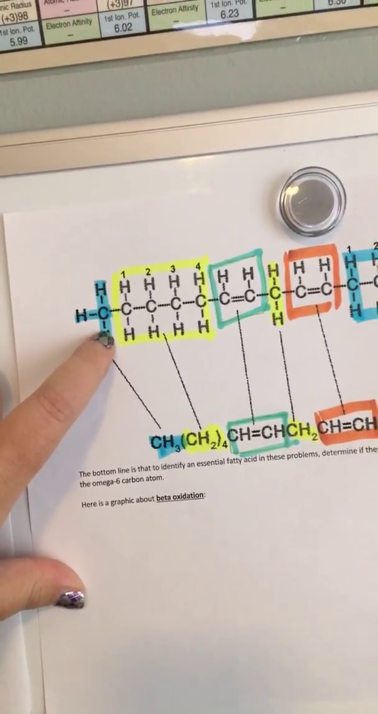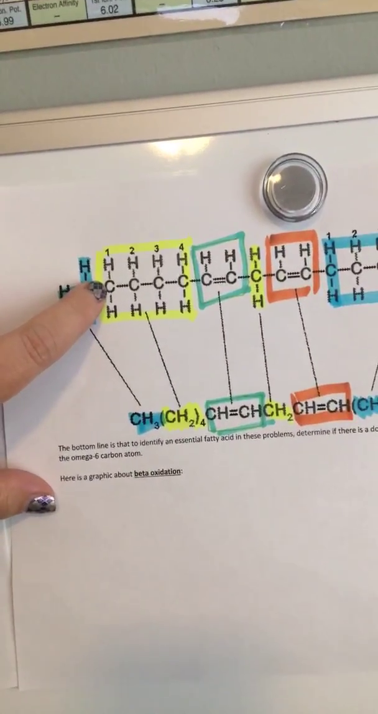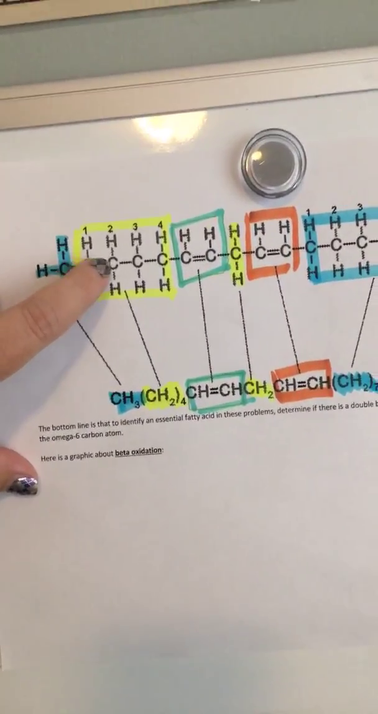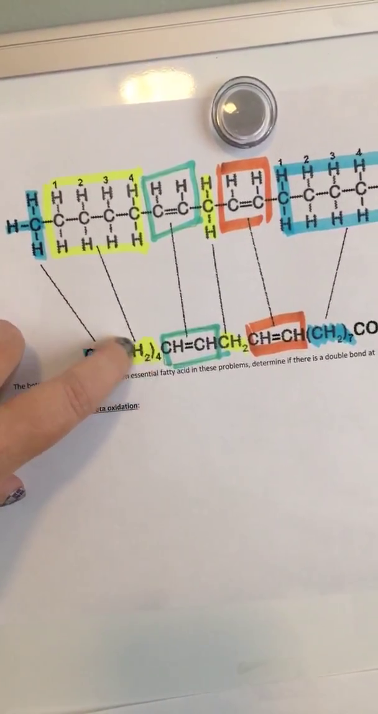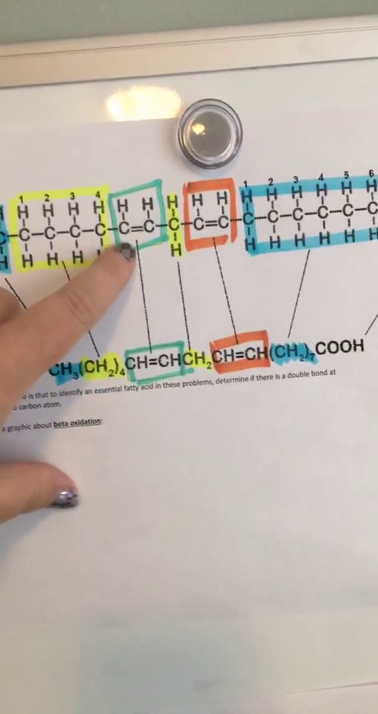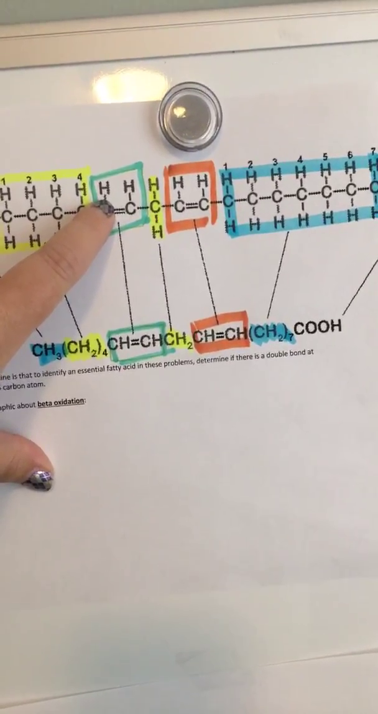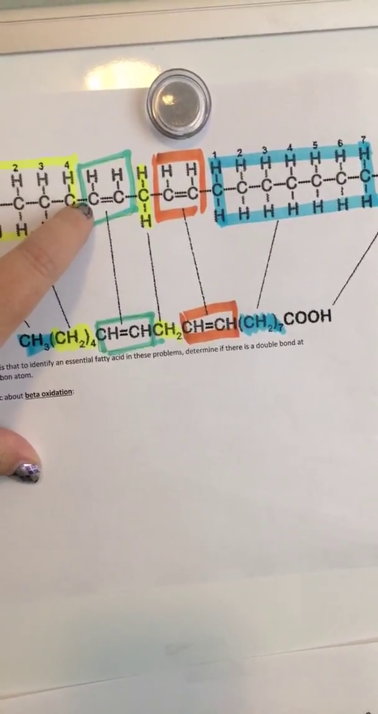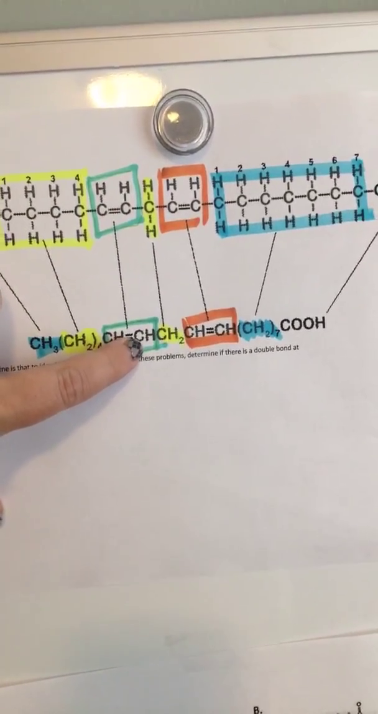1, 2, 3, 4. So the first one's going to be CH3. Then we have CH2 repeated 1, 2, 3, 4 times. So that's going to give you CH2 parenthesis 4 because it's repeated 4 times. And then we have C, double bond C, with only room for 1 more hydrogen because that's 1, 2, 3, then there's your 4th bond. So then it would be your CH, double bond CH.